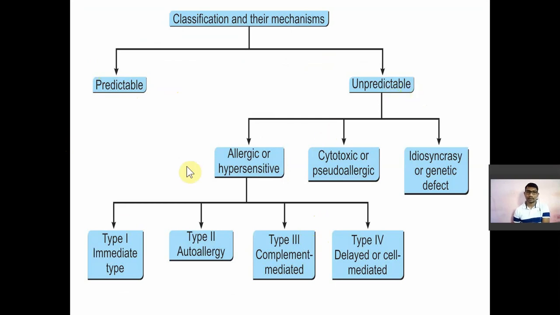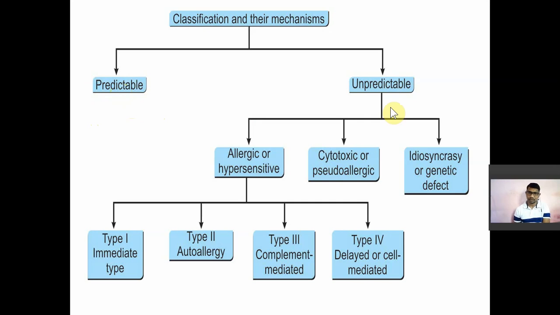So which are the unpredictable ones? For example, extension of pharmacological action is predictable. If you increase the dose, as in overdose, like respiratory depression caused by an increased dose of morphine. You know that if you increase the dose of morphine, respiratory depression will happen, or if you increase the dose of insulin, hypoglycemia will happen. So those are the predictable ones.